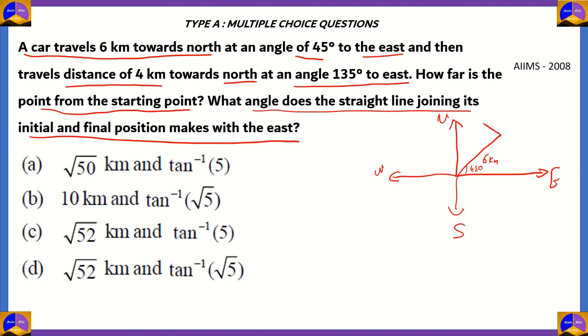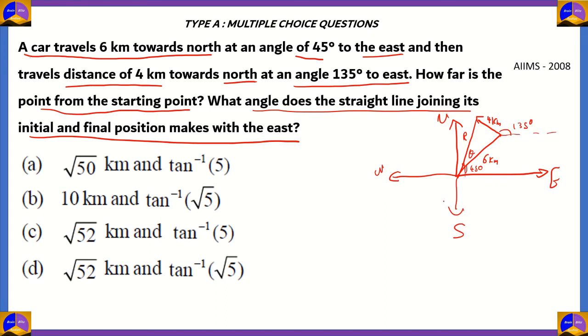Next, we have the car turning, and it is now moving at an angle of 135 degrees from east and also going in the north direction. This time, the distance traveled is 4 kilometers. What we need to find is the resultant r and the angle that the straight line makes with the east direction.